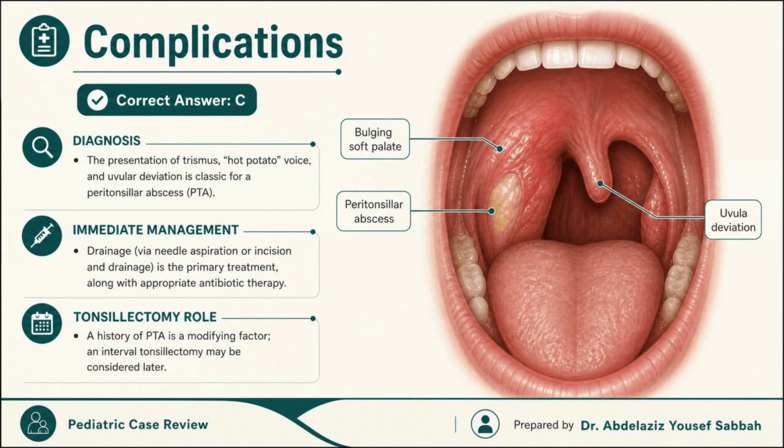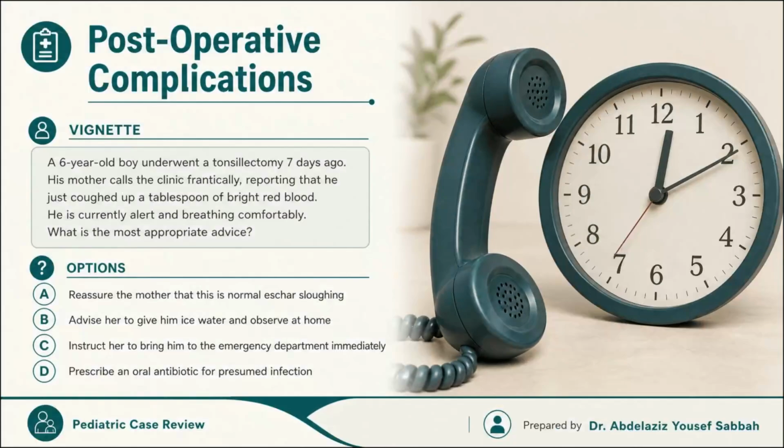Now, let's consider complications that can arise after surgery. Finally, let's discuss postoperative care. A 6-year-old boy underwent a tonsillectomy 7 days ago. His mother calls the clinic frantically, reporting that he just coughed up a tablespoon of bright red blood. He is currently alert and breathing comfortably. What is the most appropriate advice?